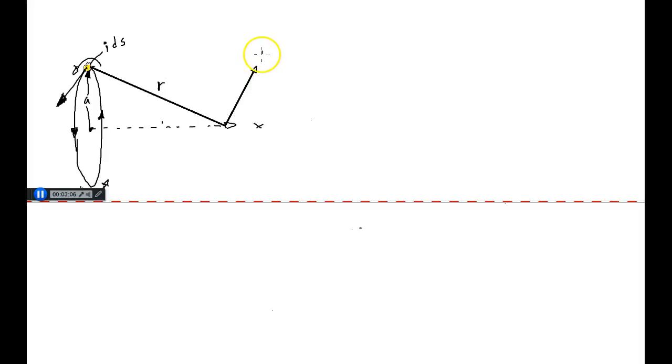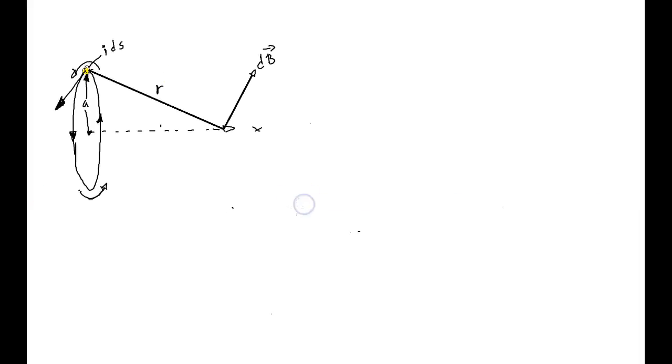Okay? And you can use, see, this current element supposedly is coming out of the board. So you have to point your thumb out of the board using this version of the right-hand rule, and then the magnetic field it creates would be circulating around, and this would be a tangent to that circle at that particular point P on the x-axis.